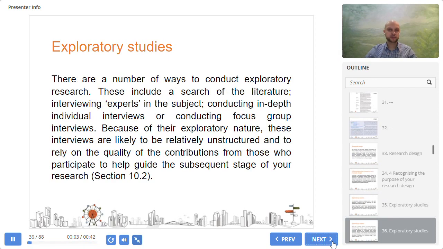Exploratory studies, part 2. There are a number of ways to conduct exploratory research. These include a search of the literature, interviewing experts in the subject, conducting in-depth individual interviews, or conducting focus group interviews. Because of their exploratory nature, these interviews are likely to be relatively unstructured and to rely on the quality of contributions from those who participate to help guide the stage of your research. Exploratory research has the advantage that it is flexible and adaptable to change.